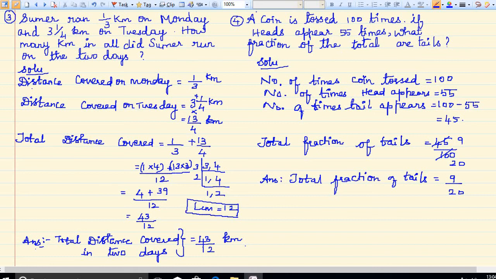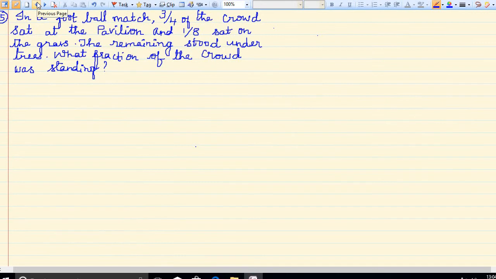Next, I'll move on to the 5th sum. See the 5th sum. In a football match, 3 by 4 of the crowd sat at the pavilion and 1 by 8 sat on the grass. The remaining stood under the trees. What fraction of the crowd was standing? See, listen. Some fraction they are given, it is sat at the pavilion, and some fraction they are given, it is sat on the grass. The remaining are under the trees.